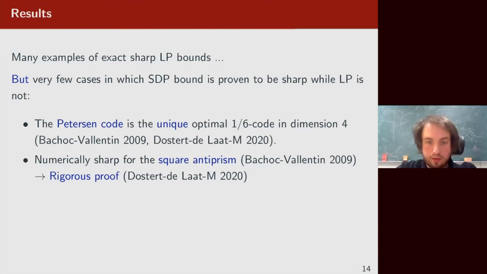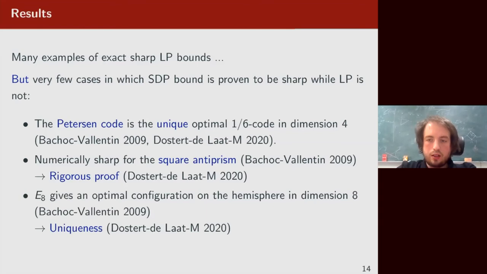And also we could prove that the E8 lattice was the optimal one in dimension eight and was unique, which was the first thing we wanted to prove. So this was for the results. Any questions so far before I mention the techniques we want to use?